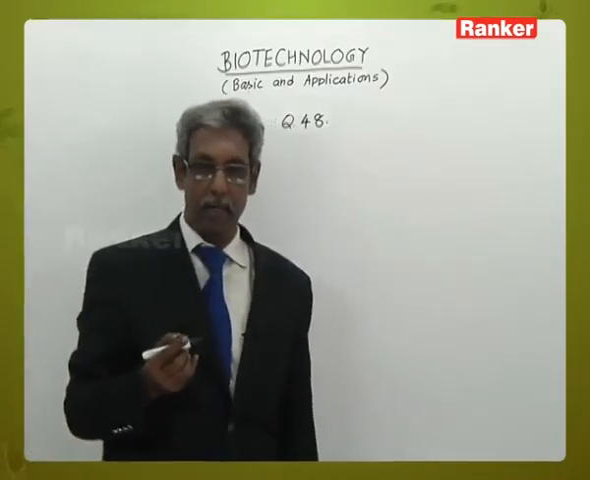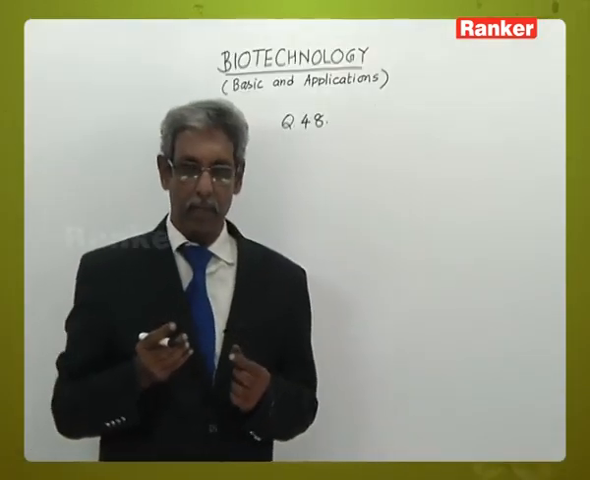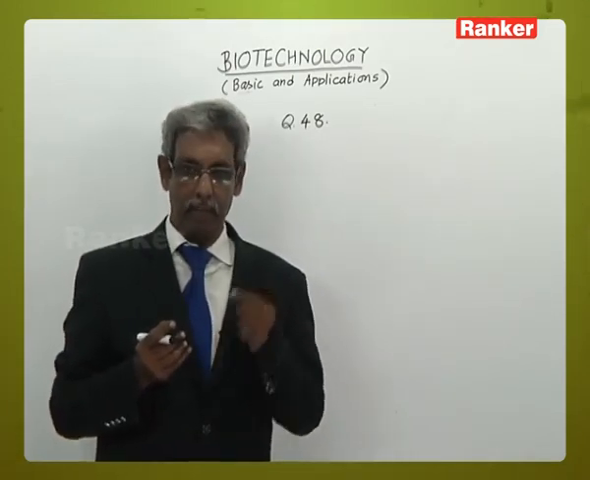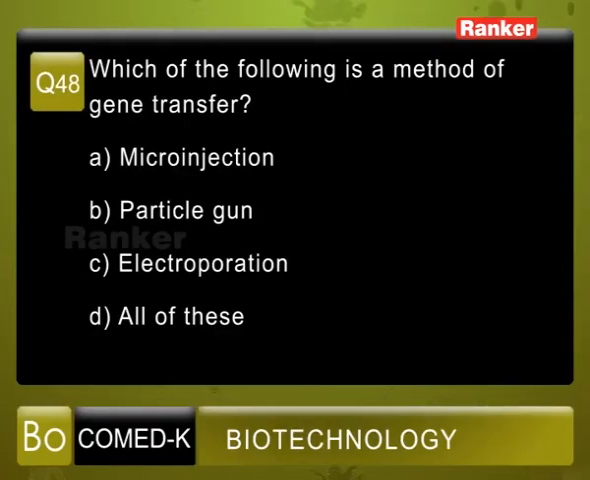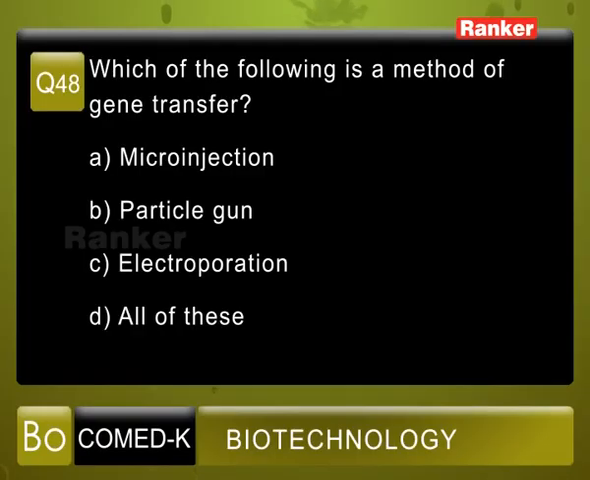Question number 48 asks, which of the following is a method of gene transfer? A foreign gene of interest can be transferred by physical methods. The physical methods could involve A, micro-injection with a needle, B, a particle gun, where the gene of interest is shot into plant tissues. C is electroporation, where electrical discharges allow a foreign gene of interest to get into the protoplast. So, A, B and C combined are methods of gene transfer. Hence, the answer is D.